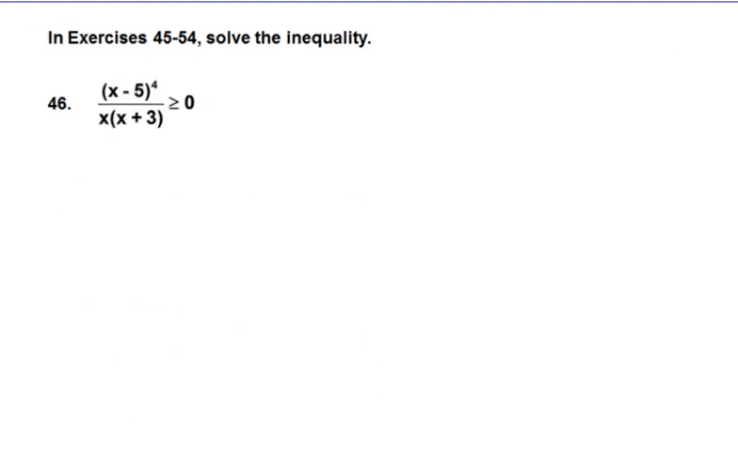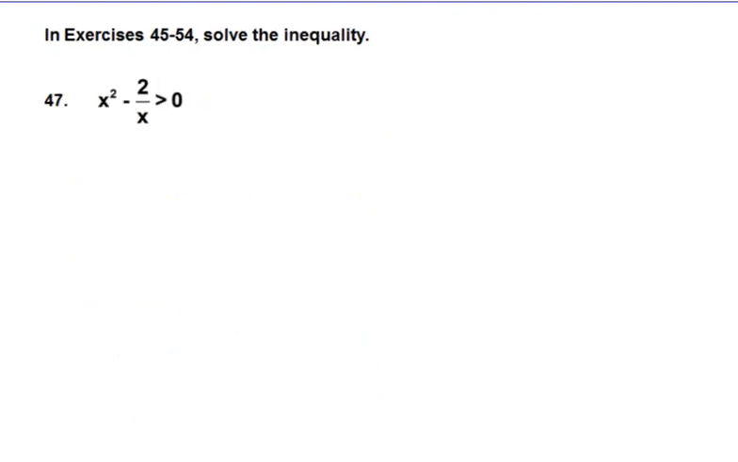Next, odd number problem 47. And here we have a polynomial term here, quadratic term, x squared, minus a rational fraction, rational expression. And so for this, before setting up our sign chart to analyze, we'd like to create a single fraction with a common denominator. Well, our common denominator is simply going to be x.